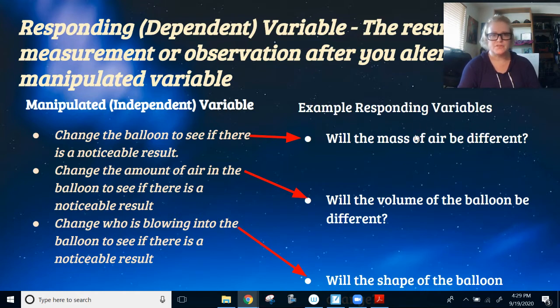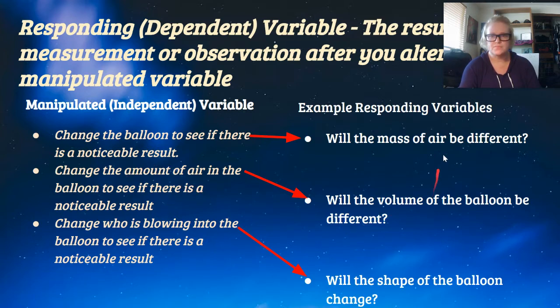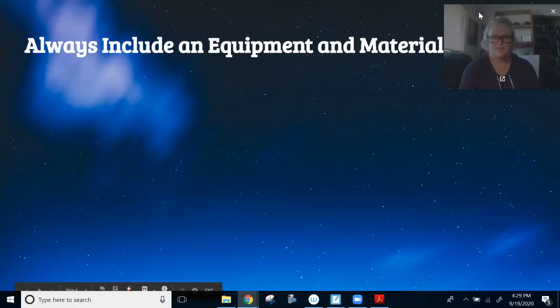Would the mass be different? If the manipulated variable was changing the amount of air in the balloon to see if there's a noticeable result, the possible responding variable that went with that one would be, will the volume of the balloon be different? And if we were to change who was blowing into the balloon, maybe one possible responding variable would be, will the shape of the balloon actually change?